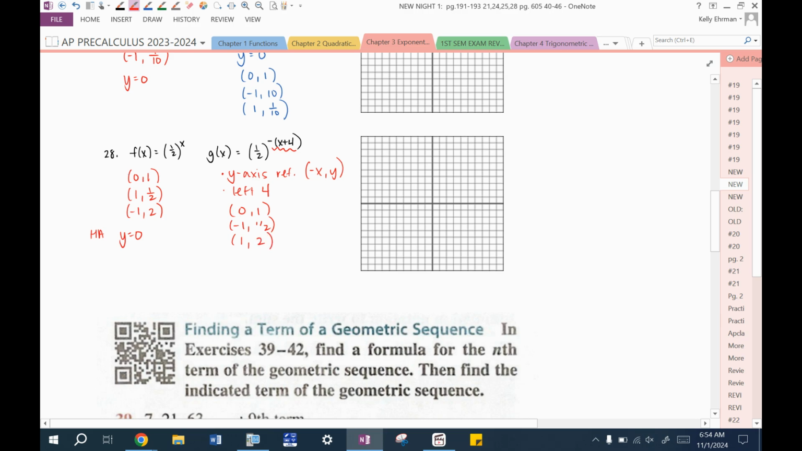So I've multiplied all the x's by negative 1. The horizontal asymptote has not been shifted vertically, so it's still sitting at y equals 0. Okay, and then 0, 1, and we're going to go left 1, 2, 3, 4. Negative 1, 1/2, 1, 2, 3, 4. 1, 2, 1, 2, 3, 4.